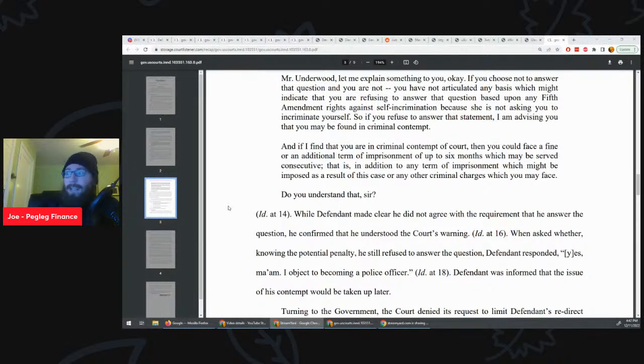While defendant made clear he did not agree with the requirement that he answer the question, he confirmed that he understood the court's warning. When asked whether, knowing the penalty, he still refused to answer the question, defendant responded, "Yes, ma'am. I object to becoming a police officer."